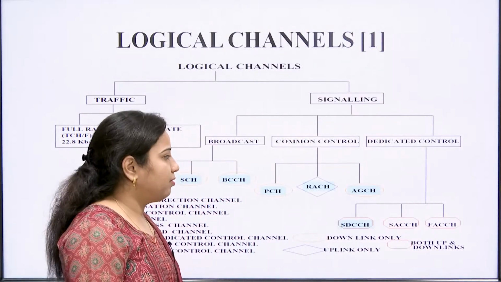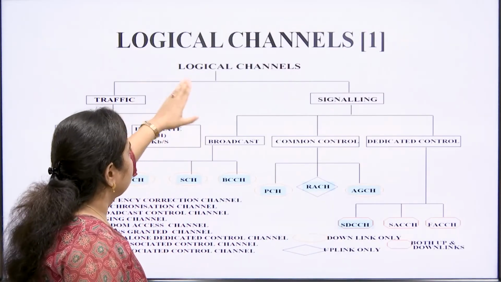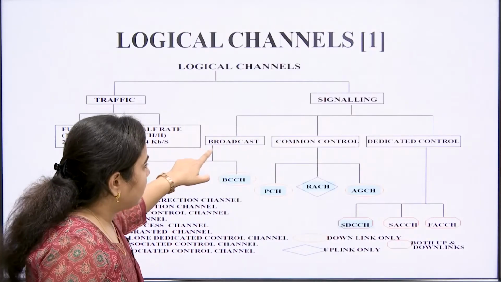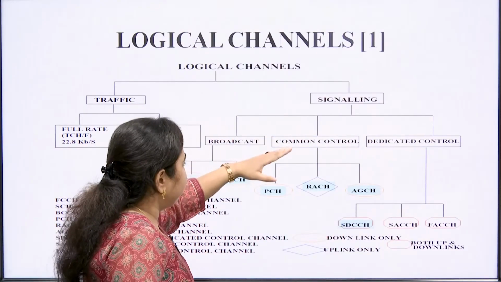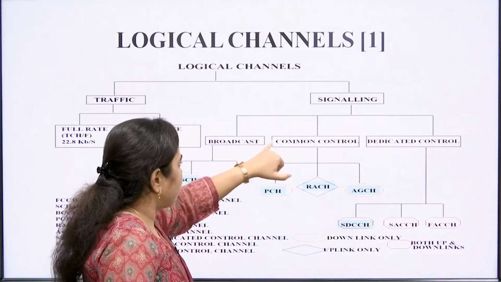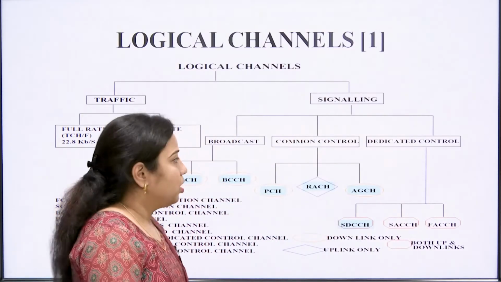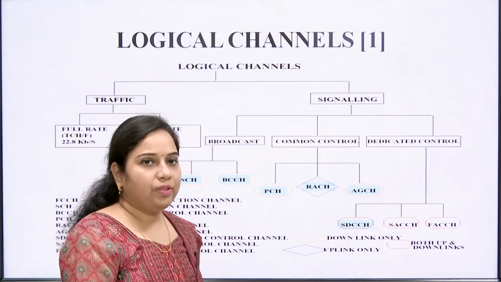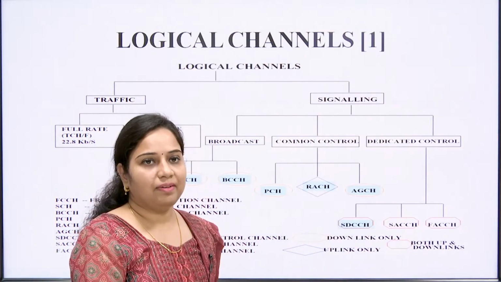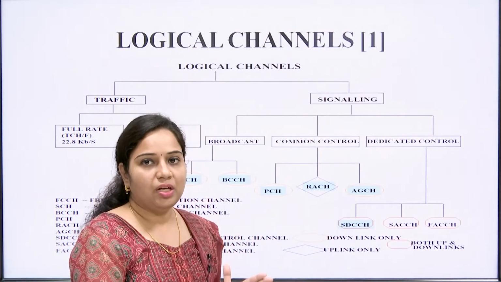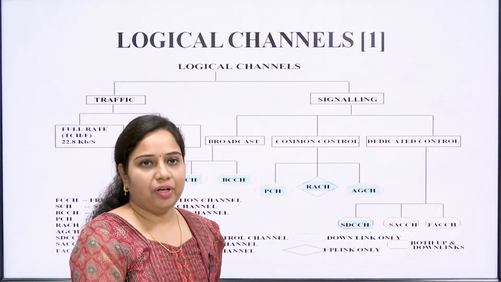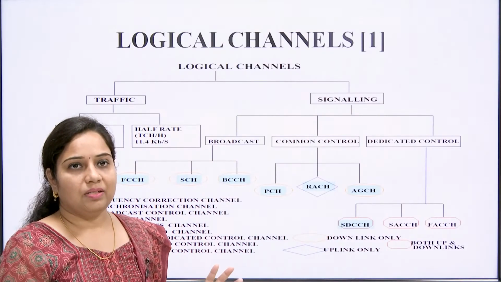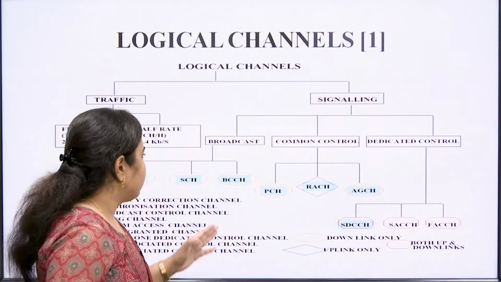Now, this flow diagram shows the logical channels, divided into traffic and signaling. First we will see signaling. Signaling can be divided further into 3 categories: broadcast, common control and dedicated control. So, what is broadcast? Broadcast means there is one transmitter and more than one receiver. Like FM radio, it is a kind of broadcast only. A single channel is listened to by more than one user. So, that is the case of broadcast.